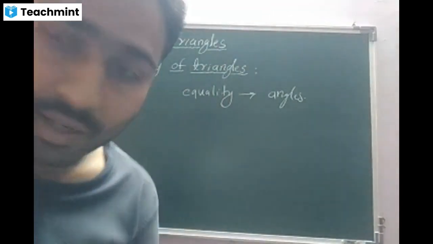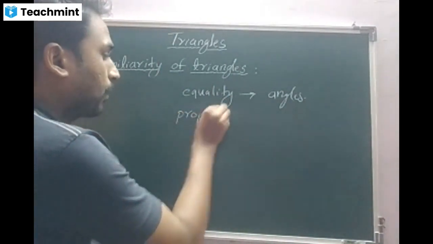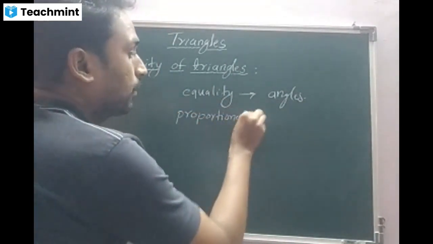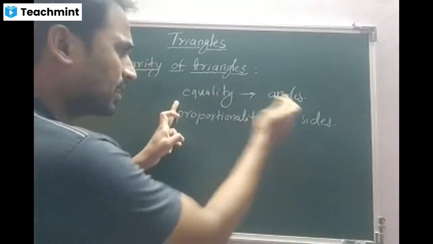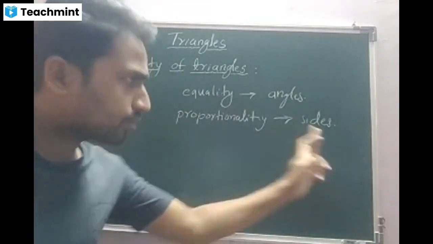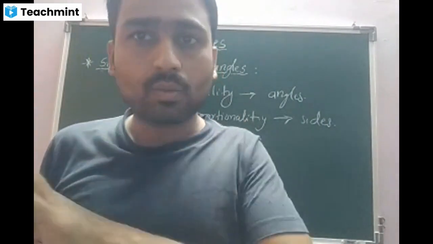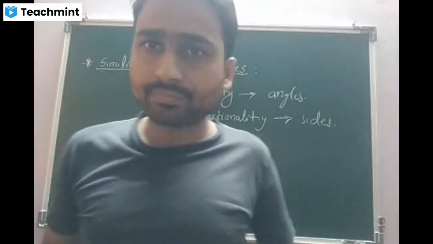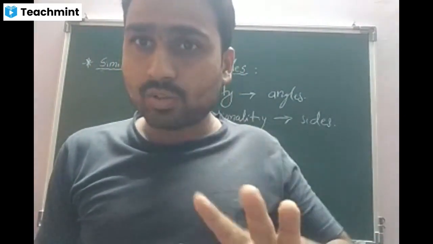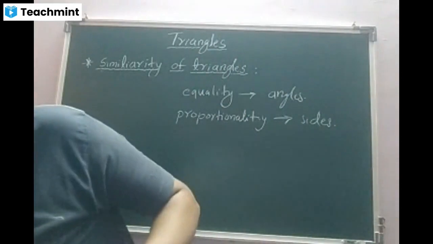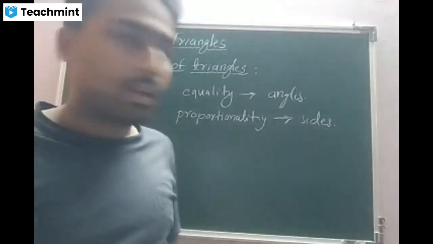Can you tell me what is the condition number two? Proportionality of sides. If you remember this much, equality of angles, proportionality of sides, you will define the similarity of two triangles very easily. Got the concept, beta? I hope you have understood the definition in a proper manner. Correct, beta? Okay. Let us continue.